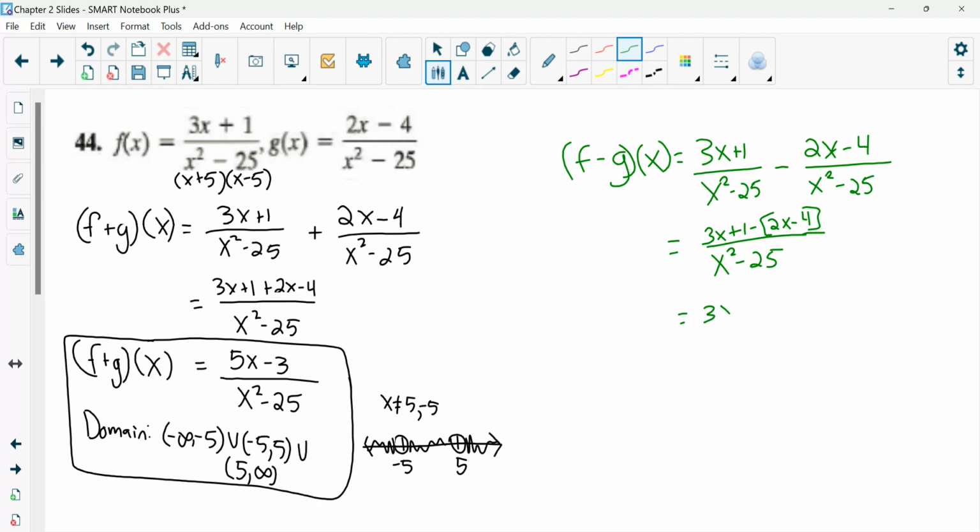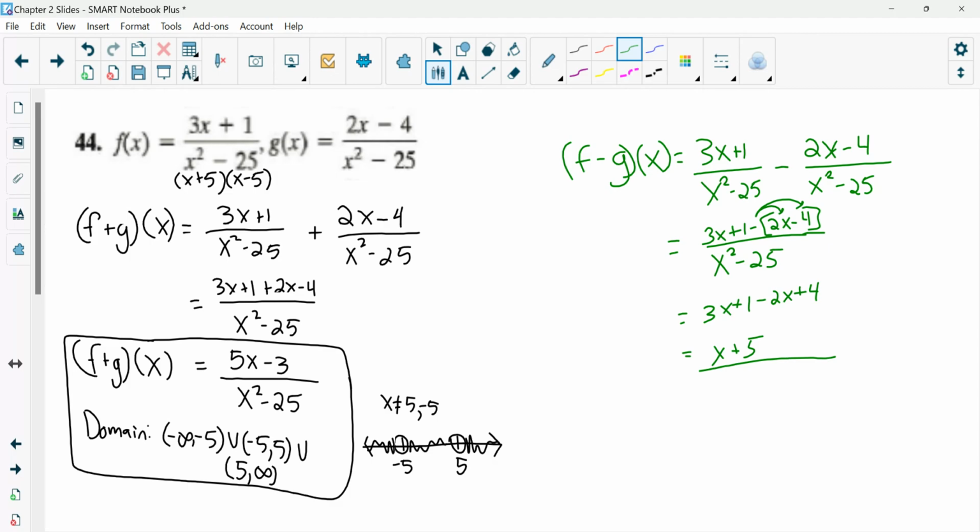So that would give us 3x plus 1. I'm distributing the negative sign through. Minus 2x plus 4. And then as we add like terms, 3x minus 2x is 1x. 1 plus 4 is 5.